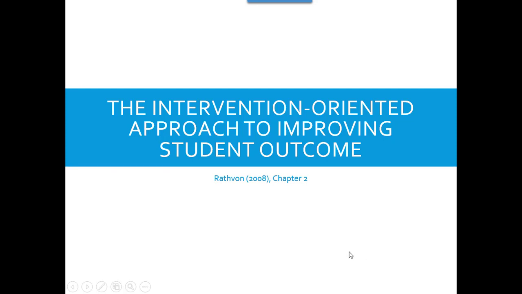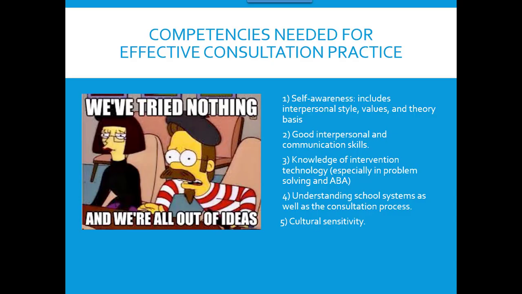So this is a continuation on identifying interventions for students and children. There are certain competencies that you need to have in order to be the kind of person who can get folks to do the interventions. You have self-awareness about what your theories are, what your personal values are, what your interpersonal style is. You also have to have awareness of the person you're working with to try and get the intervention in place, and their interpersonal styles, their values, and their theories. You yourself need to have good interpersonal communication skills.